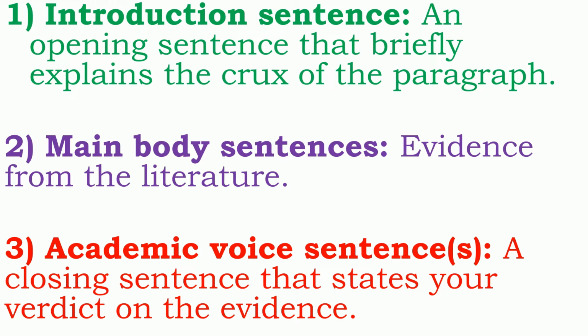Second, you have entered university now, so you are an academic now. You are no longer a normal citizen. As an academic, you are expected to read the evidence, then express a verdict. Third, your academic voice concludes the paragraph. We want to make sure that we tie up all the loose ends. We want to make sure it's clear where we stand. So these are the three parts of the paragraph: the introduction sentence, the evidence sentences, and the academic voice sentence. These three parts come together to form one paragraph.